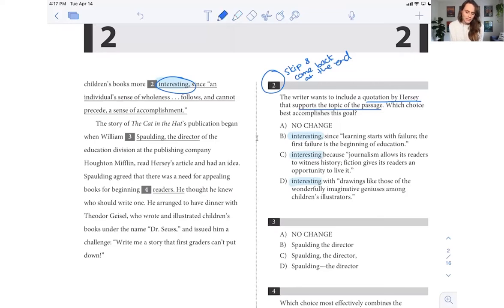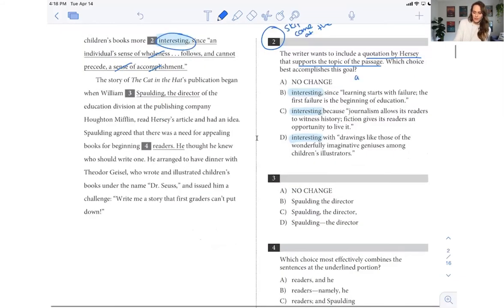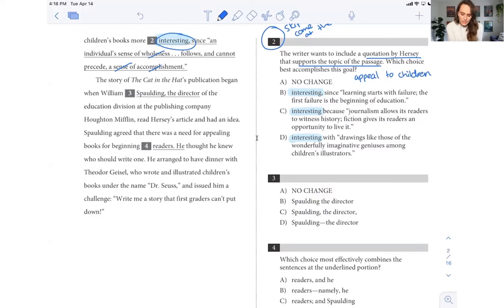Answer choice A, the no change, it's not going to make it more interesting with this wholeness and sense of accomplishment. This is a children's book. So it has to be something that would appeal to children. So we're going to keep that in mind. We want to appeal to children. So B, interesting, since learning starts with failure. The first failure is the beginning of education. That doesn't tell us anything about children.